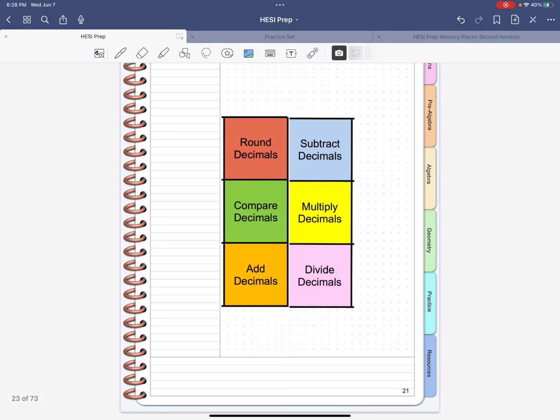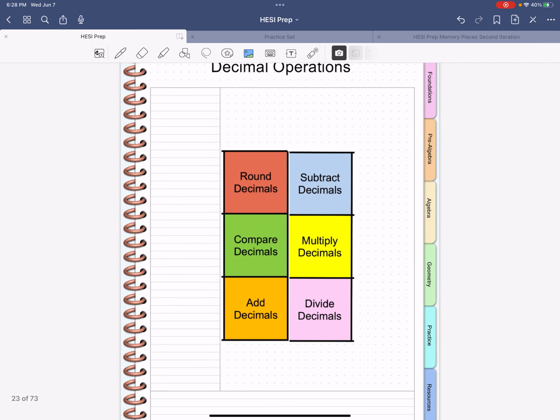I am on page 21. We're looking at decimal operations. And I know you have a calculator for these, and I would definitely use that on the test. But just so that you'll have a complete reference, I want you to know how to do these if you want to know. We've already talked a little bit about rounding, but let me do an example.